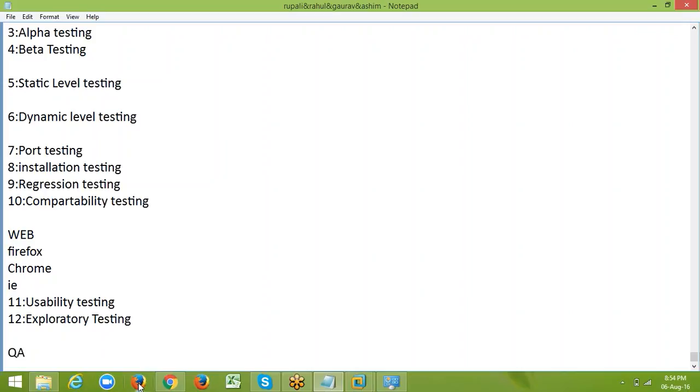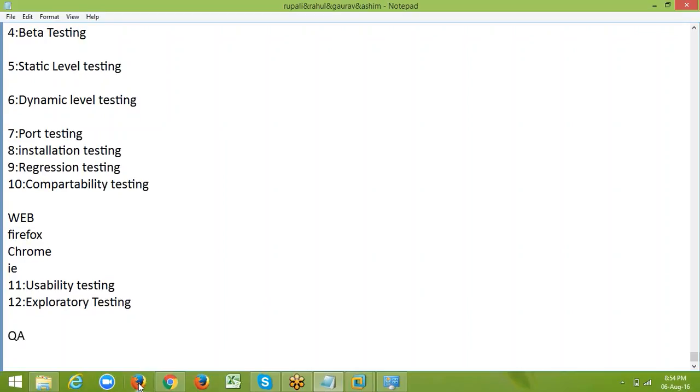So that is what exploratory testing is about. Why? Because they have huge knowledge about the project, right? So like that, without documentation, they are going to test. That is called exploratory testing.